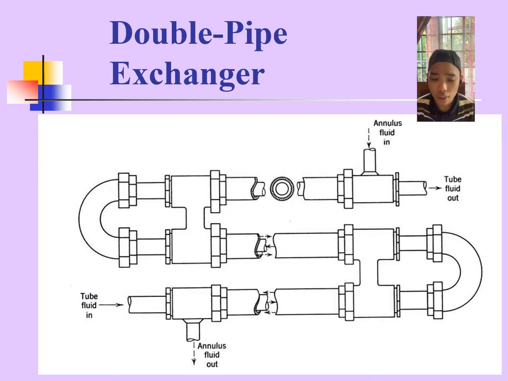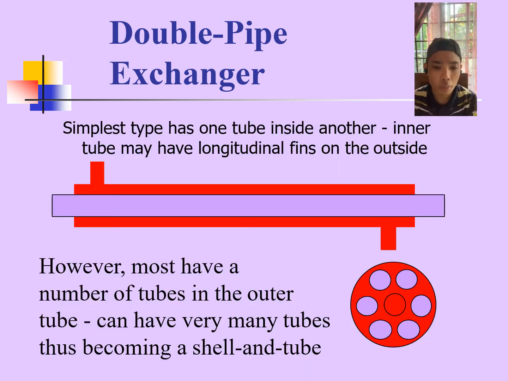Okay, next I would like to talk about double pipe exchanger. As you see in my slide is a diagram of a double pipe exchanger. Okay, I want to tell you about the double pipe exchanger. First, the double pipe exchanger is the simplest type, with one tube inside another, and the inner tube may have longitudinal fins on the outside. However, the number of tubes in the outer tube can be very many, thus becoming a shell and tube.